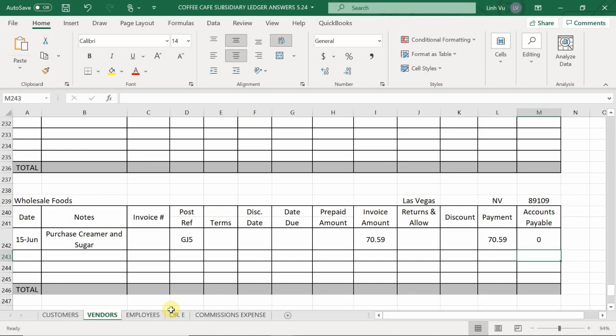And that's how you use the subsidiary ledger. Okay. And that's it. Hallelujah. All right.